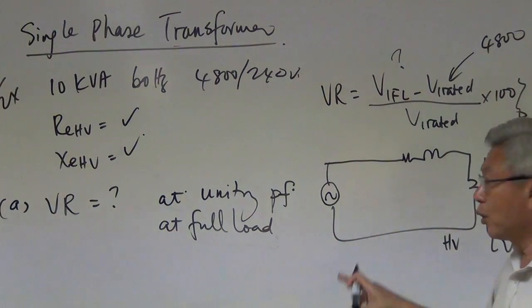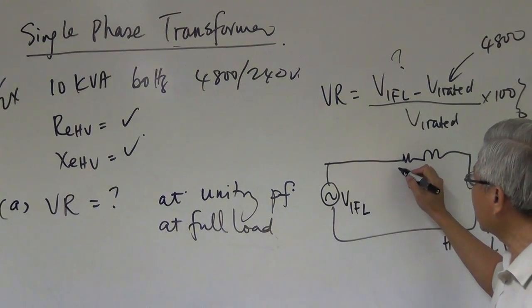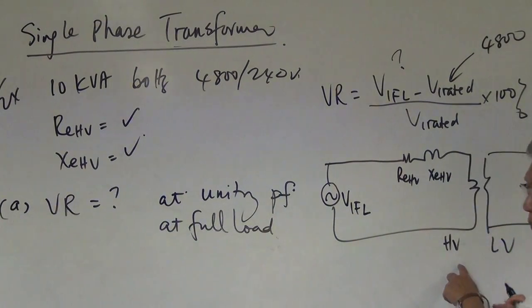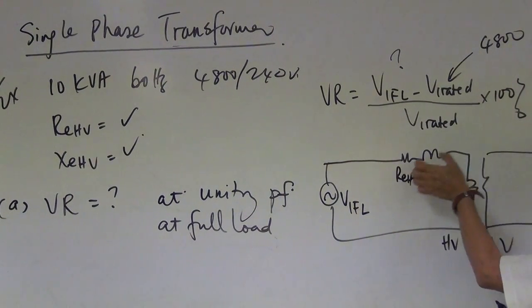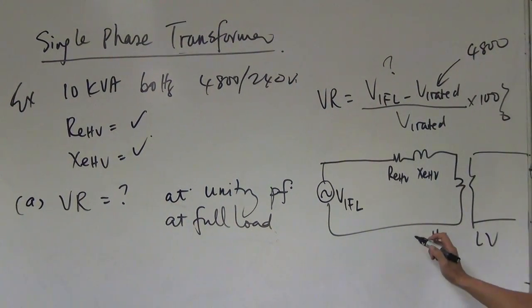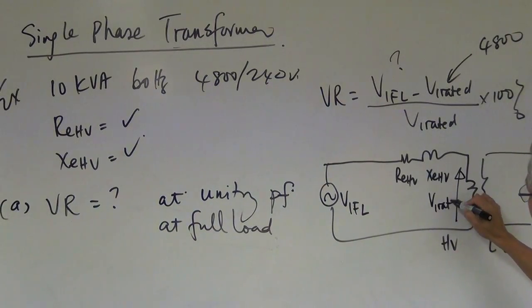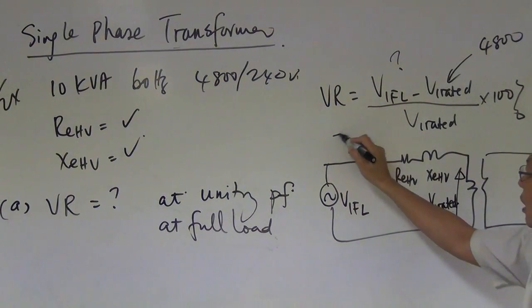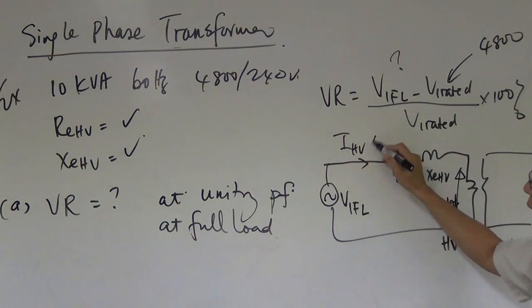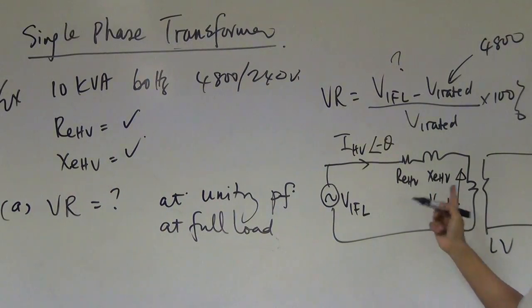So we will go back to here. Here is my V1 full load. This is my REHV and XEHV. Why do I call it HV? Because it's on the high voltage side. Remember the equivalent resistor is being referred to here. Here will be my V1 rated, and here is your high voltage current. Then the theta. Remember the theta? Why minus? Because it's an inductive circuit.